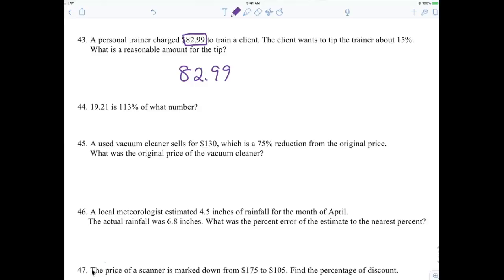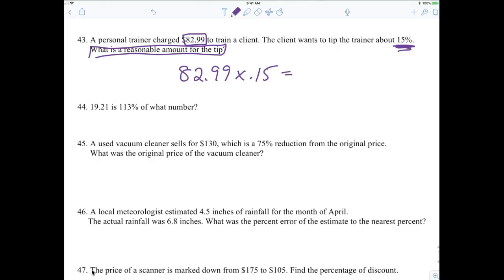No, because the reason we're not adding it in is because it says, what is the tip? It doesn't say what's the total bill. So what do I have to do with that $82.99? I need to find what? You with me on this? When you want to find 15% of something, just multiply by 0.15. And so what is that?